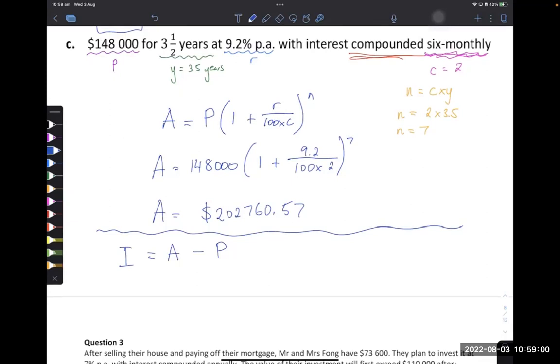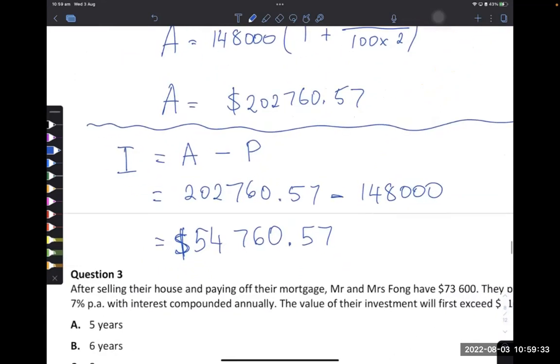Bigger minus smaller. And you can see here that A is 202,760.57 minus 148K. What's this equal to? 54,760 and 57 cents. If I leave my answer like that, would I get full marks? Dollar sign. Okay, interest here. What does this number mean?